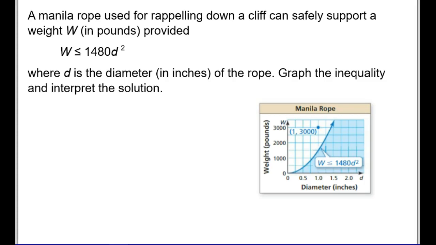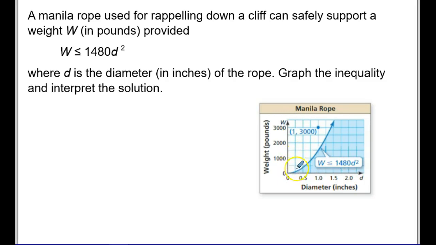Okay, so now here's a word problem we're dealing with. A manila rope used for rappelling down a cliff can safely support a weight in pounds, provided that that weight is less than or equal to 1480 times the diameter squared. And d is the diameter in inches of the rope. So I want to graph it and interpret the solution. Okay, so here you'll see my graph. And here I also want to note that my graph starts at (0, 0). I can do that because I cannot have a negative weight and I cannot have a negative diameter. So I have to keep that in mind when I'm drawing my labels for my graphs and when I'm including that information in my graphs.